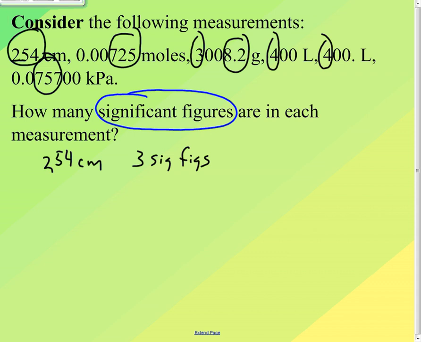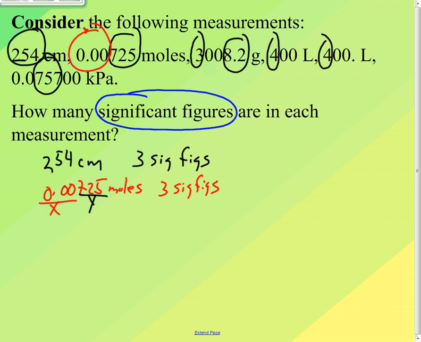Let's look at this question right here. I have 3 zeros before my non-zeros, and that's all the digits I have here, 0.00725 moles. I have 3 zeros and 3 non-zeros. So how many sig figs do I have? These are not significant. These are significant. So I have 3 sig figs in that number.